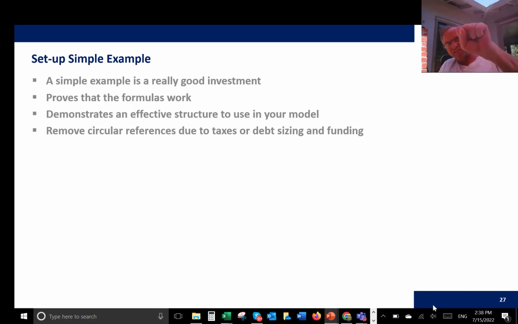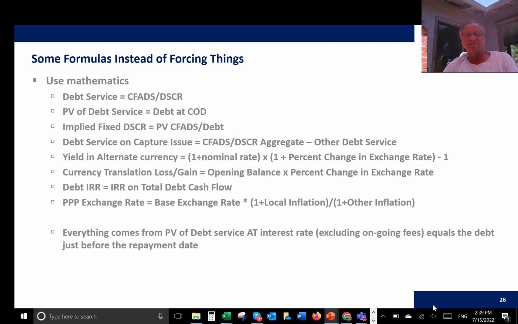And then it shows you where to put the things. What kind of structure should you make? And then finally, with a simple example, you try to remove as many circular references as you can. You can put them back later.